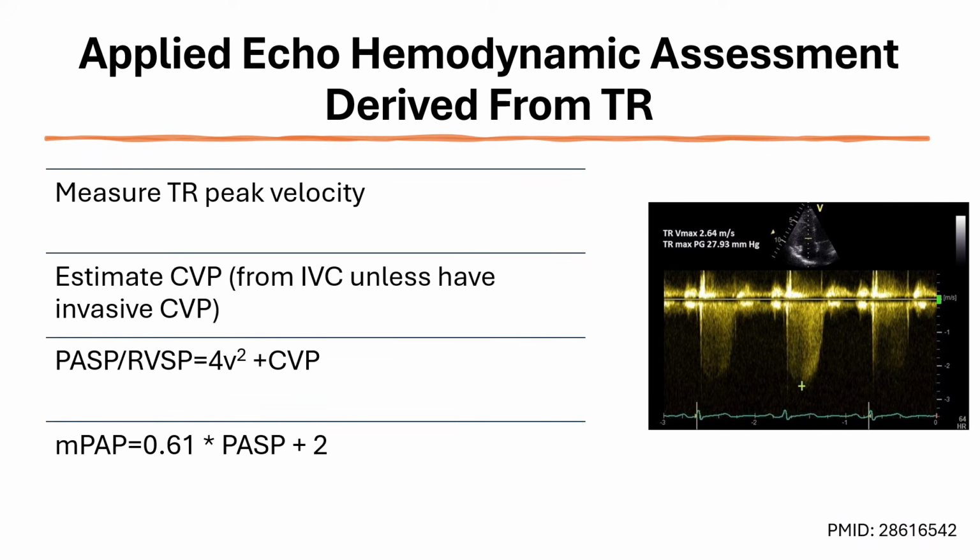PASP, or pulmonary arterial systolic pressure, will be almost always equal to right ventricular systolic pressure because most patients don't have pulmonic stenosis or significant RVOT obstruction. Again, you will utilize a simplified Bernoulli equation, which is 4V squared plus CVP. V here is the maximum velocity of tricuspid valve regurgitation. One can also estimate the mean pulmonary arterial pressure from this measurement, which is 0.61 times estimated PASP plus 2. Please pause this video if you need more time to review this important slide.